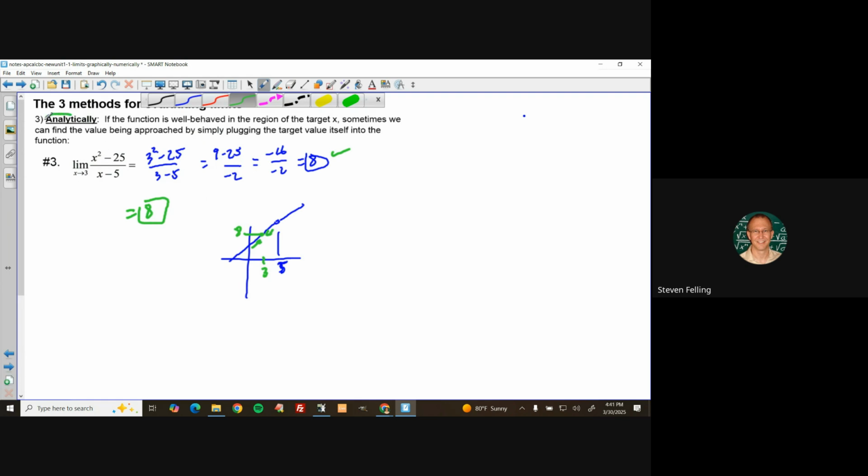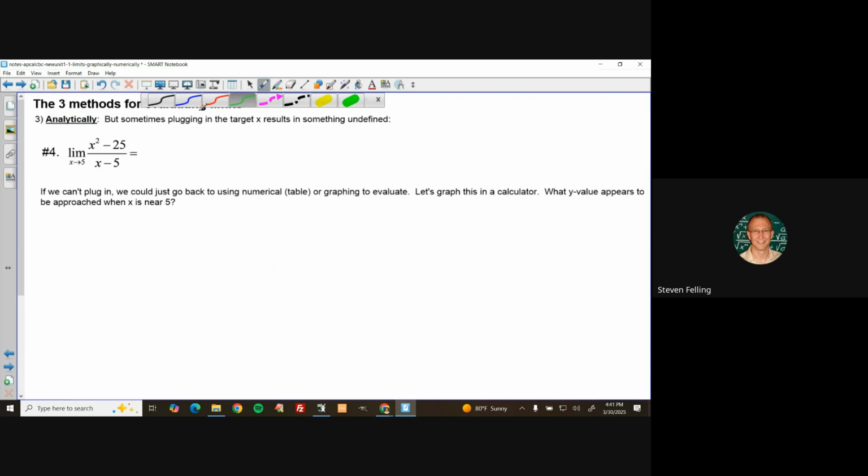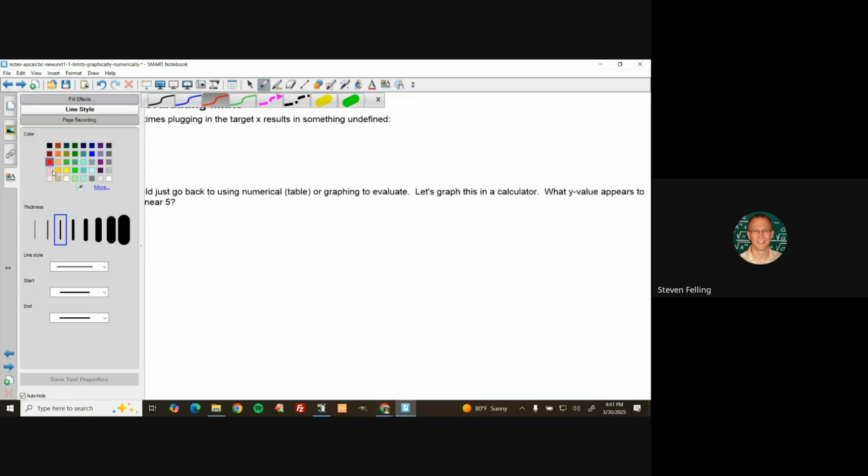So analytically evaluating a limit means attempting to temporarily plug the target value itself into the function to see if you get an answer. And if you get an answer that's a finite number, then that is the definition of the limit. That is the value that the limit evaluates to, because the function is well behaved in this region. Okay. But let's say that you try to plug a different target value, like say 5 into that function, right?